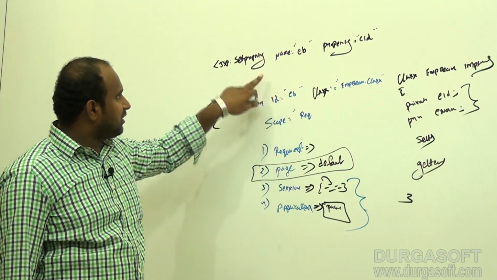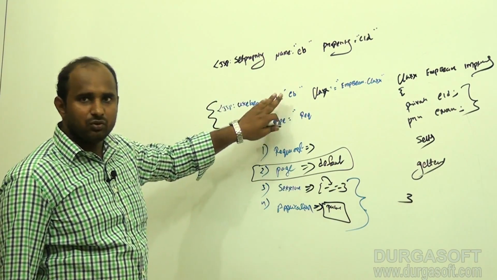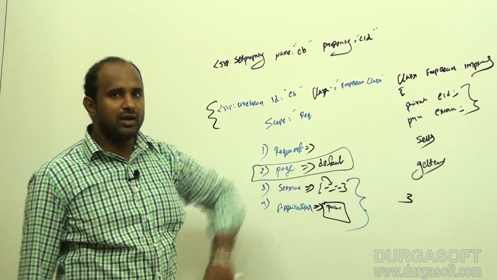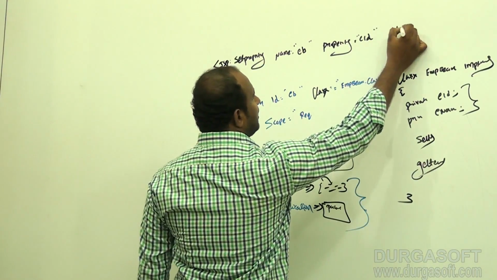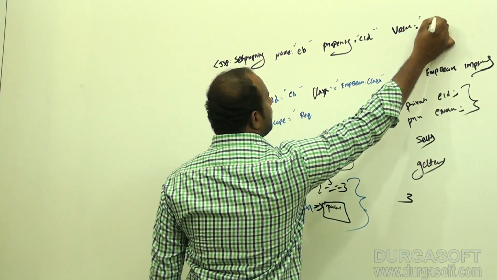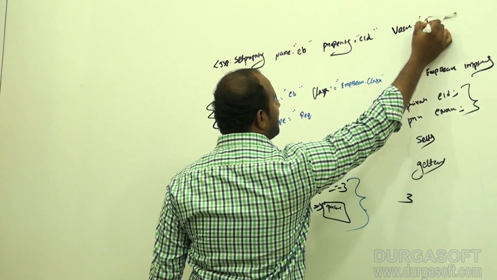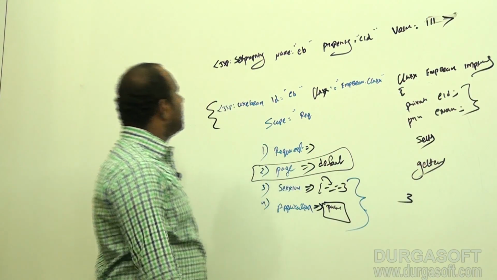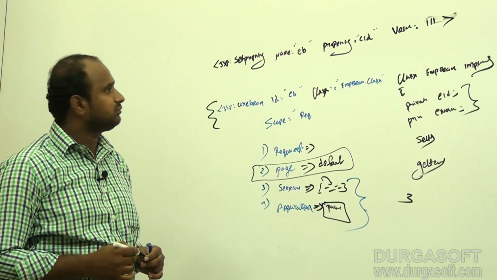For which bean would I like to set the property here? Employee bean. So how to configure the name? Employee bean. Property is what? Employee ID. I would like to set the value, right? So here value equal to, so employee ID means I am setting the value 111. So this is my jsp:setProperty tag syntax.